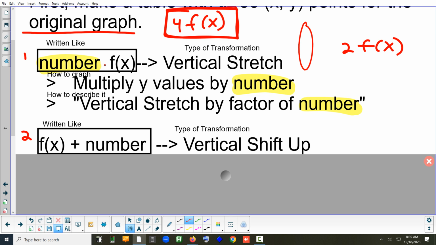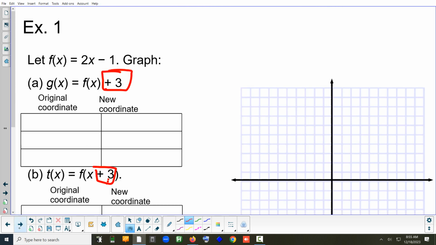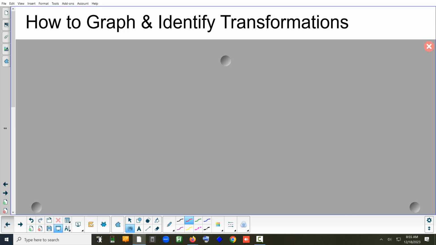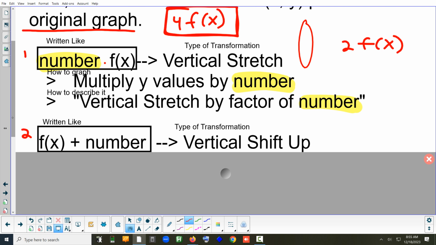Okay, if you add the number at the end, which actually is very similar to one of the first ones we're going to do, that's called a vertical shift. Specifically up. So adding a number at the end shifts your graph up.